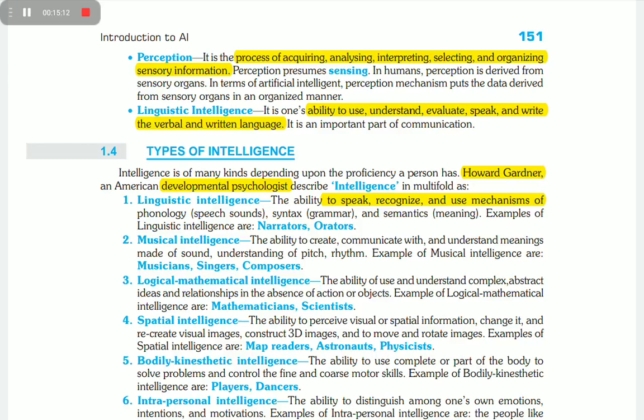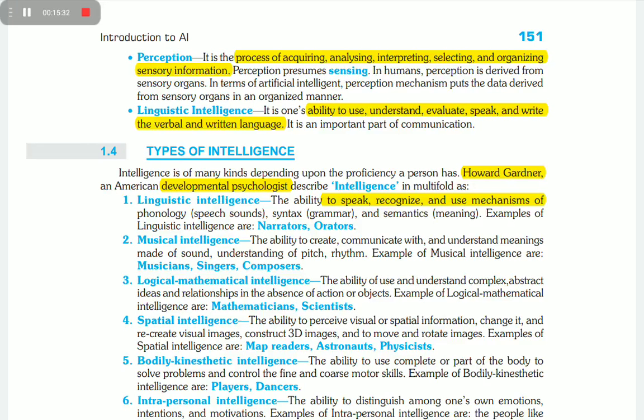So now we will move to our last topic for today's video, that is linguistic intelligence. Linguistic intelligence is one's ability to use, understand, evaluate, speak, and write verbal and written language. It is an important part of communication.